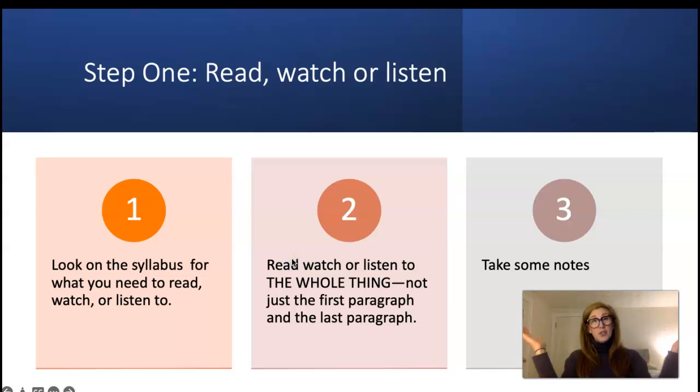So the first thing is to do the reading or the watching or the listening. I'm always amazed at the number of students who think they can fake their way through a good summary by reading the first paragraph and the last paragraph and just kind of cramming it together. That will not work. I will know. I've been doing this a long time and I know. So please look on the syllabus for what you need to read, watch, or listen to, and read the whole thing. You might even want to take some notes. It's always a good step. Nothing I'm assigning you is too hard or too long, so it shouldn't be that difficult.